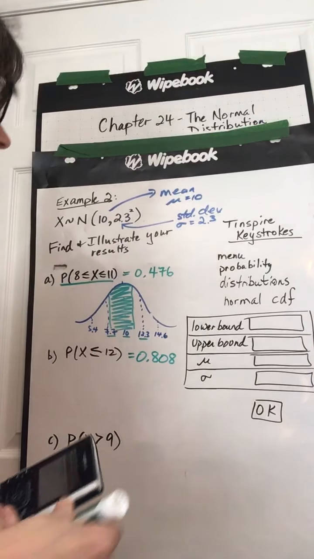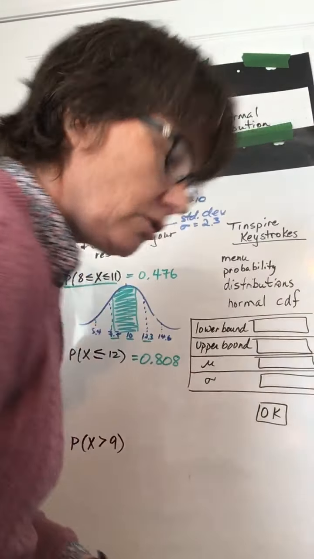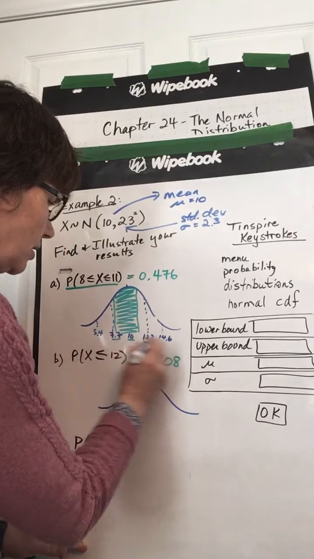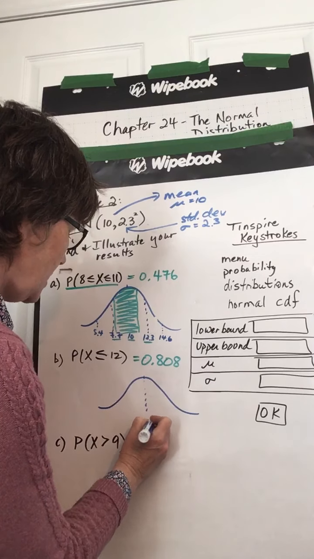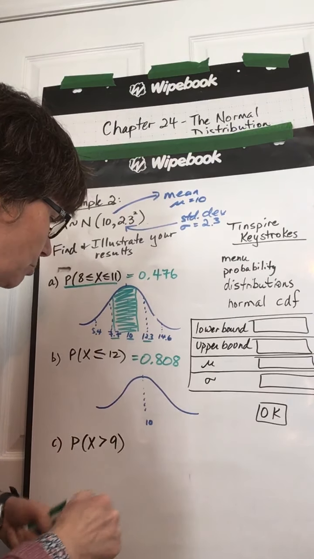So that's the percentage of data. Now, we have to illustrate this. Let's make sure it makes sense. When you illustrate it, you don't necessarily have to put all of these values on here every time, but you should definitely have your mean on there. The mean is 10. And we were looking for anything 12 or below.